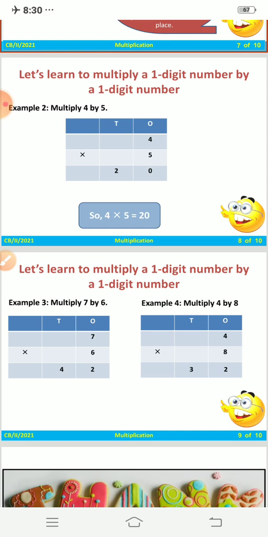Okay. Now example 3 is multiply 7 by 6. So what will you do here, children? First you will draw the table, then you will write tens and ones, and then you will arrange the numbers vertically, right? And then you will recall the table of 7. 1 sevens are 7, 2 sevens are 14, 3 sevens are 21, 4 sevens are 28, then 5 sevens are 35, 6 sevens are 42. Yes, we got the answer 42.